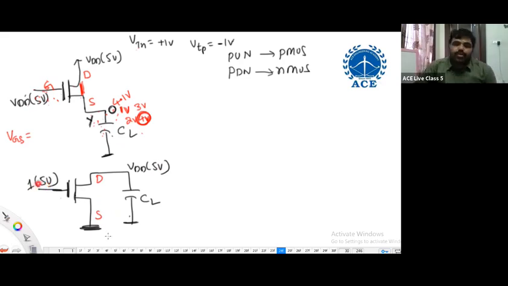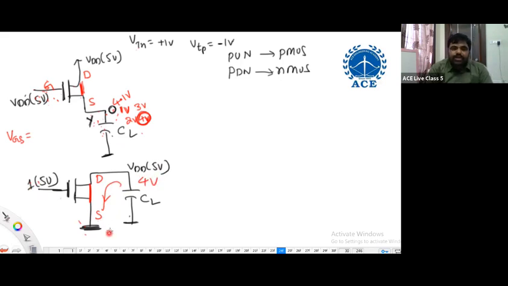What is gate to source potential now? Source is at 0 volts, gate is at 5 volts. 5 minus 0, it is 5 volts. VGS is 5 volts. It can switch on the N channel MOSFET. Then it is conducting. Then what is happening here? Output load capacitance is discharging. Understand correctly? Discharging.